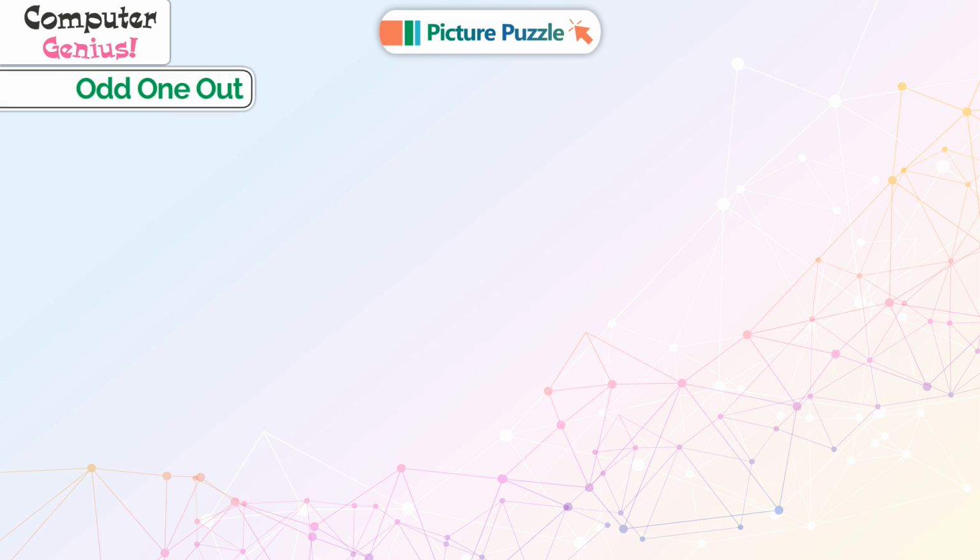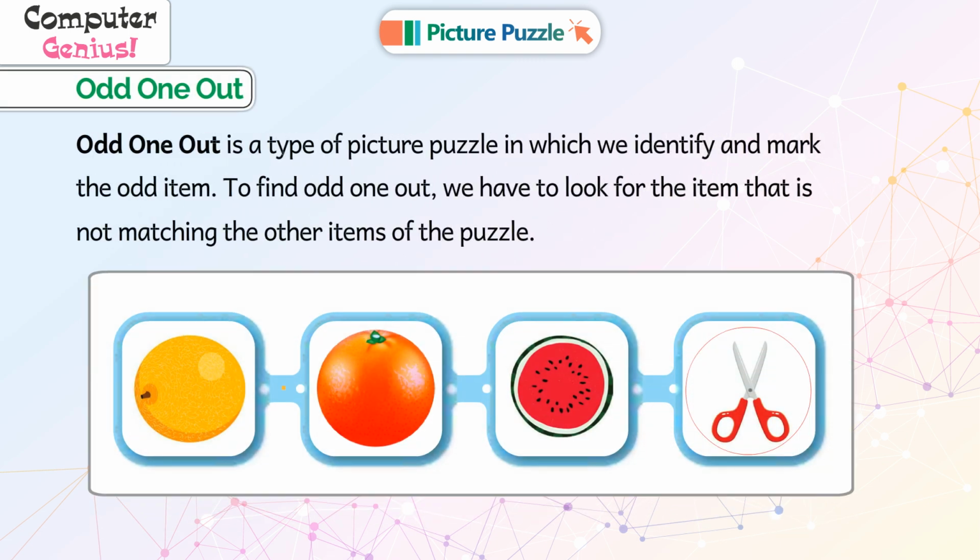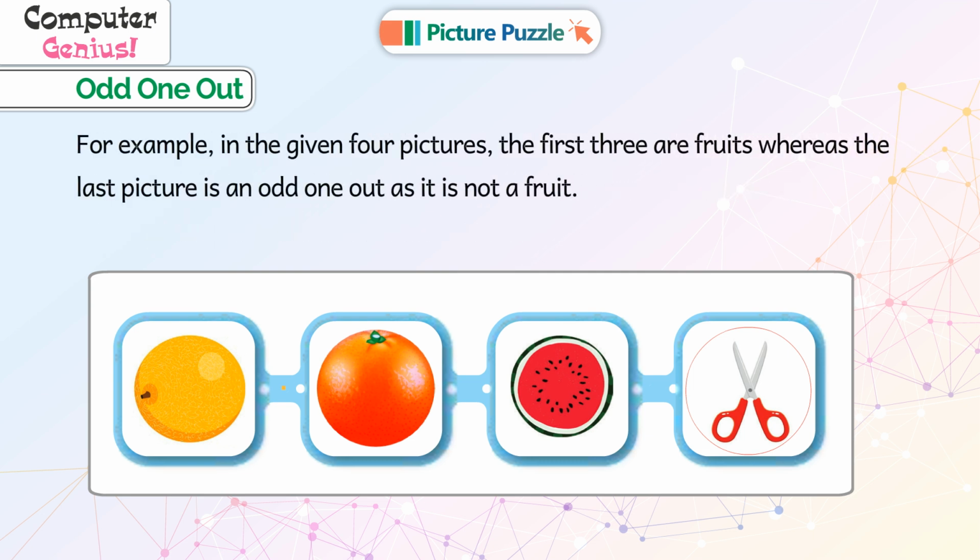Odd one out. Odd one out is a type of picture puzzle in which we identify and mark the odd item. To find the odd one out, we have to look for the item that is not matching the other items of the puzzle. For example, in the given 4 pictures, the first 3 are fruits, whereas the last picture is an odd one out as it is not a fruit.